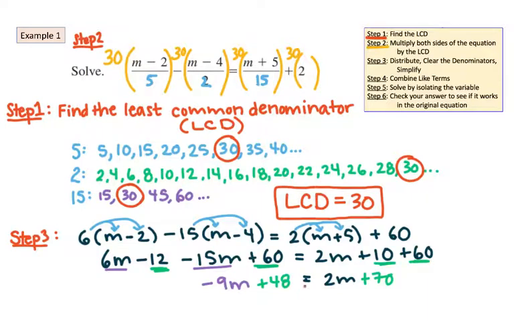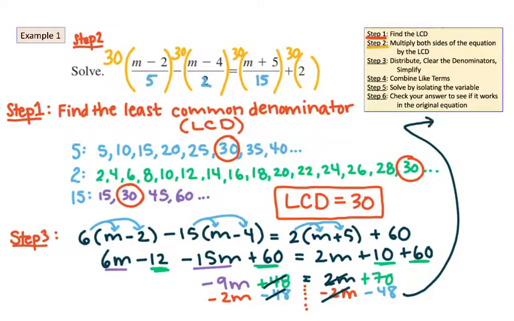Now I'll collect all the m's on the left side of the equation by subtracting 2m. And then I'll collect all of the numbers on the right side of the equation by subtracting 48 from both sides. Now I'm running out of room here, so I'll move over here. We end up on the left getting minus 11m, and on the right we get 70 minus 48 is 22. So our last step is to divide both sides by minus 11, and that leaves us on the left, we'll just have m equals minus 2.